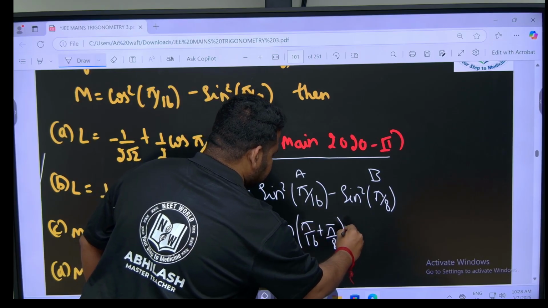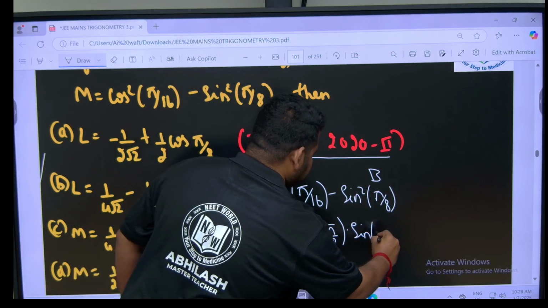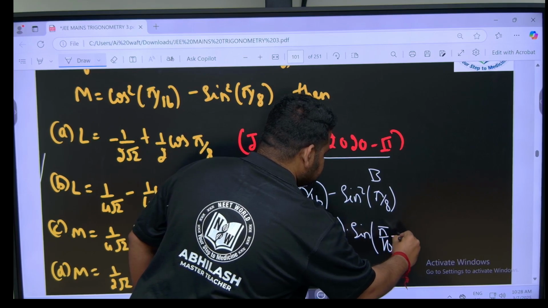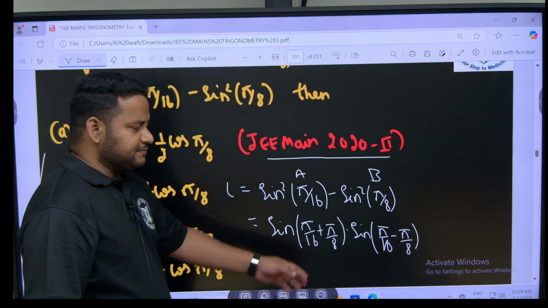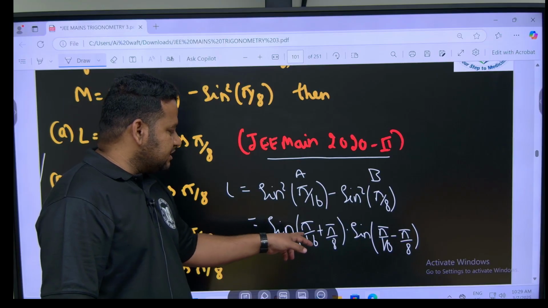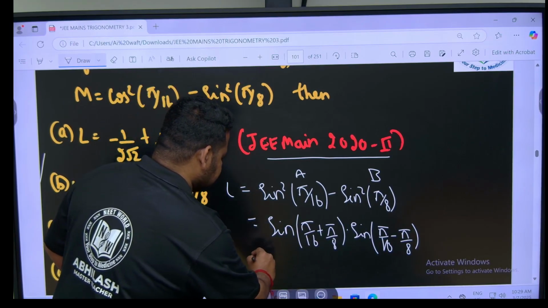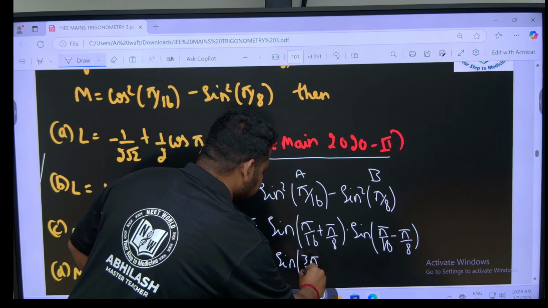Into sin of a minus b, that is sin of pi by 16 minus pi by 8. Okay, what is the LCM? LCM is 16. So this you will get as sine of 3 pi by 16.